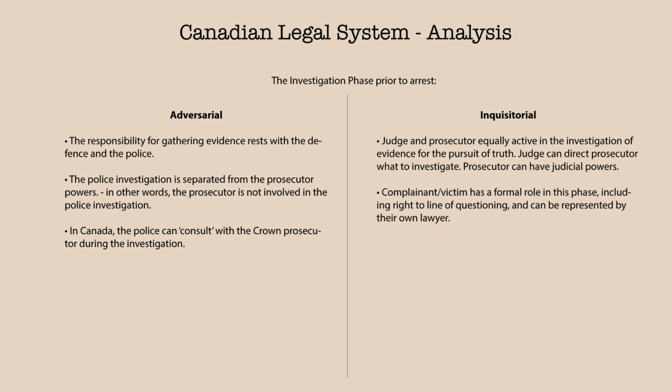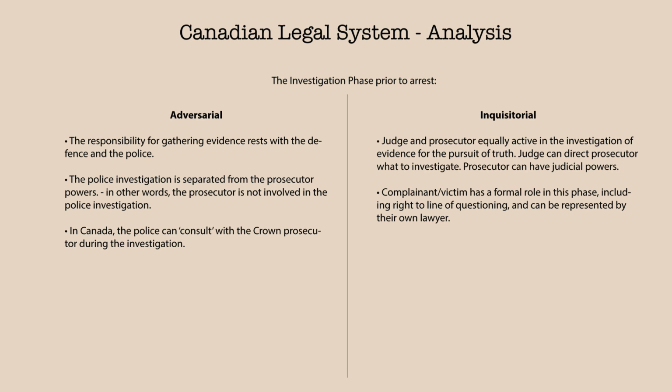So, moving forward, I'm going to break down the hallmarks of the two different justice systems. The first hallmark of both justice systems is the investigation phase prior to the arrest. In the adversarial system, the responsibility for gathering evidence rests with the defense and the police. The police investigation is separate from the prosecutor powers. In other words, the prosecutor is not involved in the police investigation. However, in Canada, the police can consult with the Crown prosecutor during the investigation. That is a gray area, and I will leave that up to others to discuss.